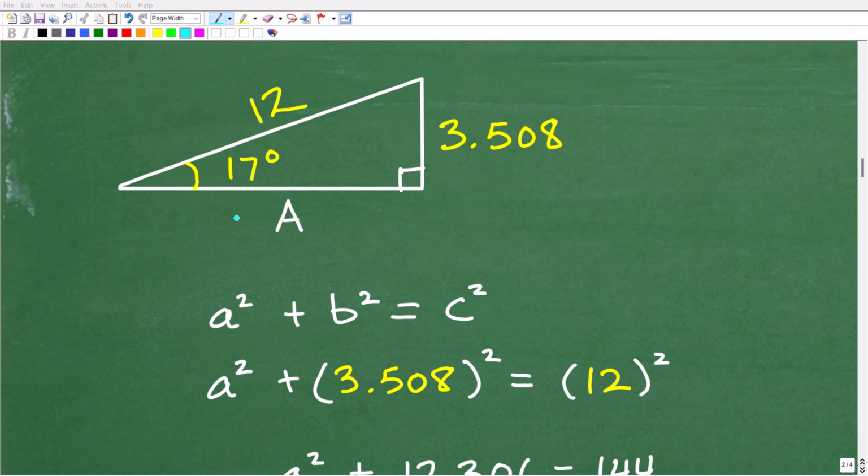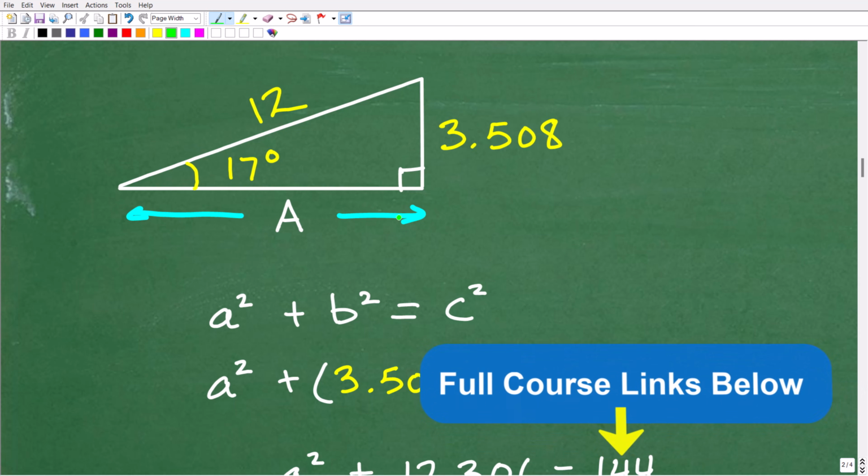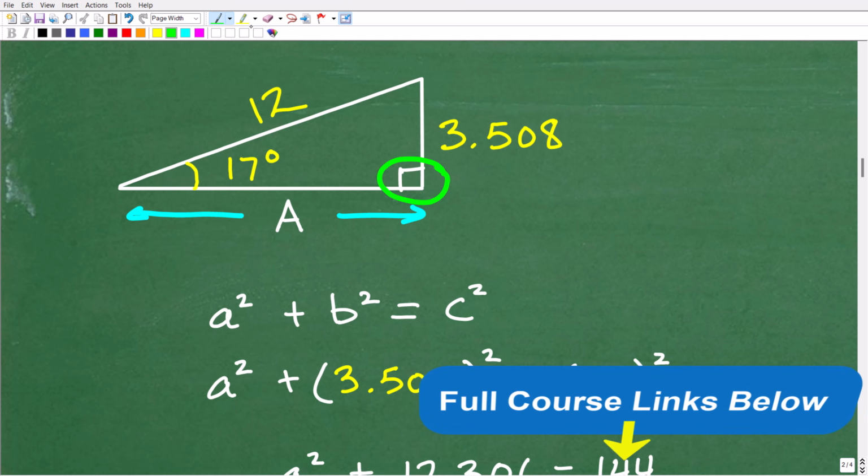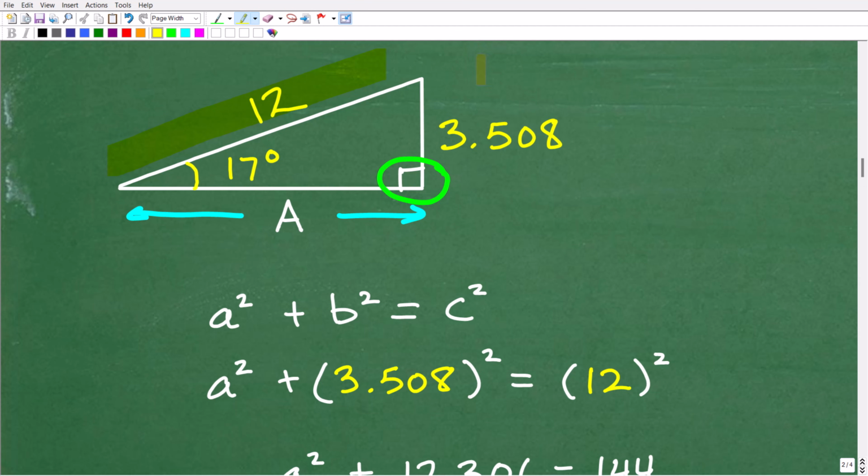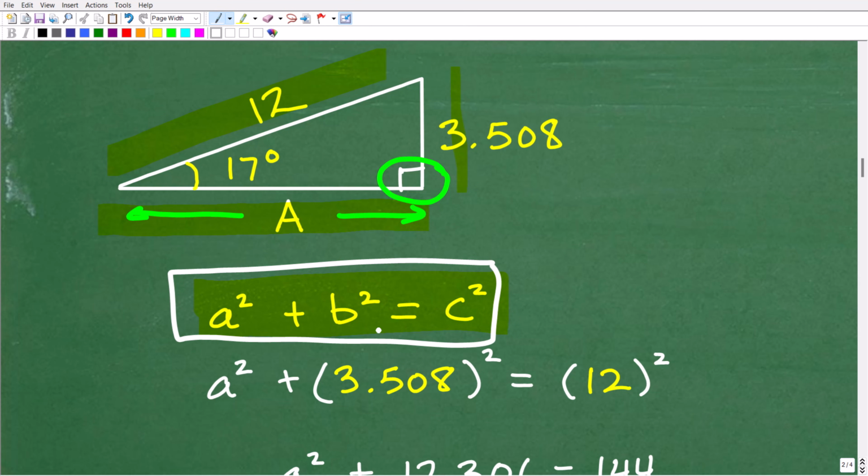Okay, so next we're going to find the adjacent side of this triangle. Now we have a few options here. We could use trigonometry to figure out this side, but because we have a right triangle and we know two sides of this right triangle, we can easily solve for the third side using this thing right here, which is called the Pythagorean Theorem. Okay, so this is a squared plus b squared is equal to c squared, and anytime you see a right triangle, you want to remember the Pythagorean Theorem.